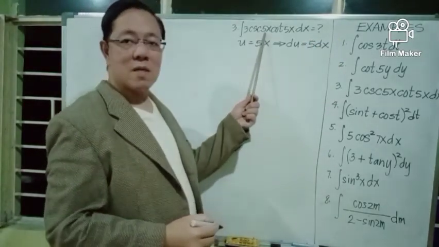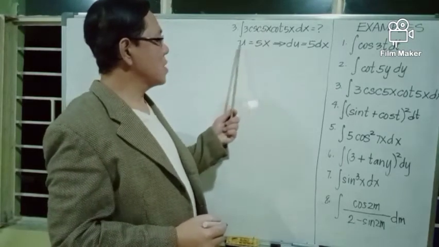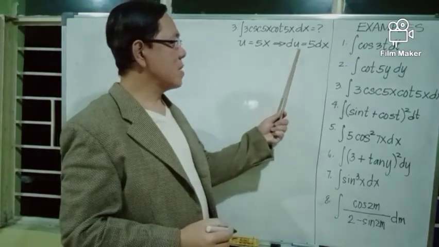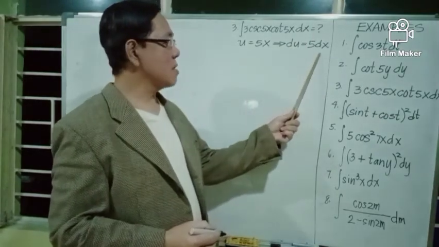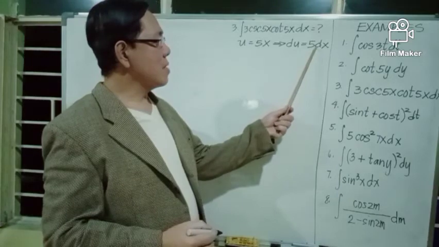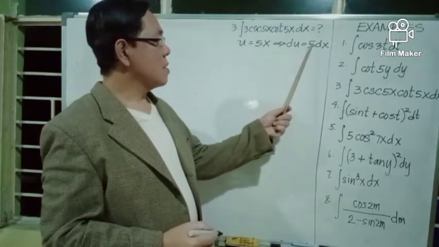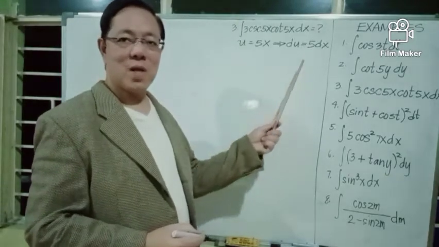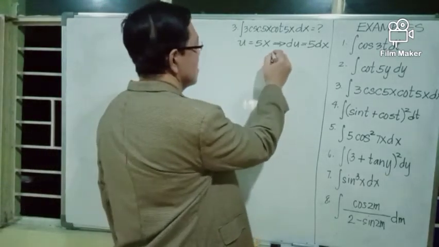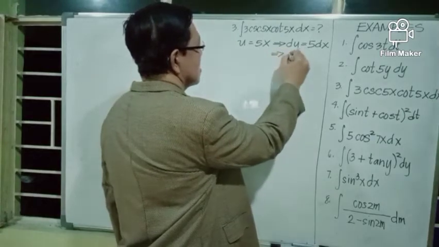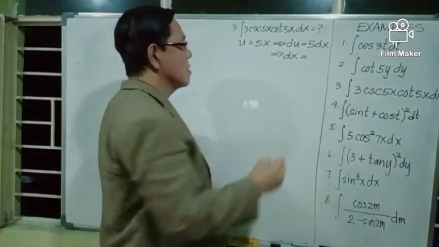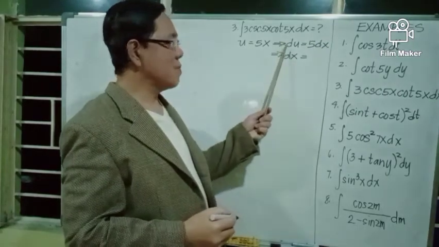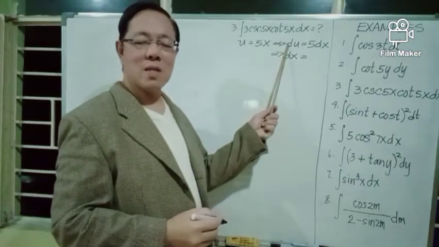In the given integral, we replace 5x with u, and we solve for dx from du equals 5 dx by dividing both sides by 5. If we divide 5 dx by 5, we get dx. The 5 will cancel out. We divide 5 dx by 5, we get dx. We also divide du by 5, we get du over 5.